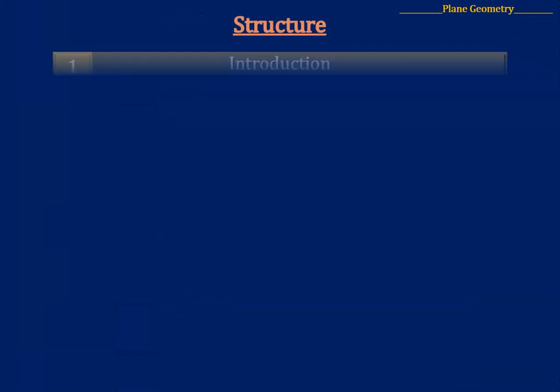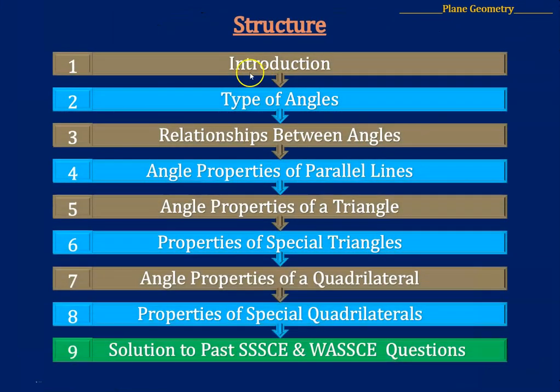In our last lesson, we covered the introductory part, the various types of angles, and relationships between angles. In this lesson, we focus on angle properties of parallel lines and find missing angles between parallel lines and a transversal.